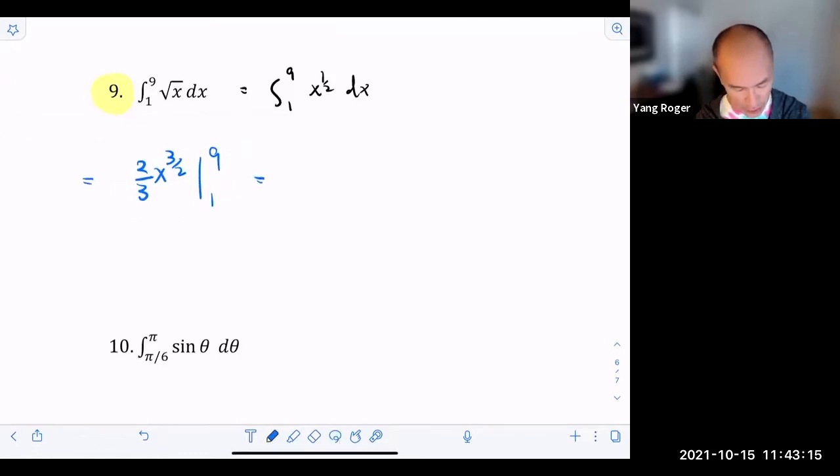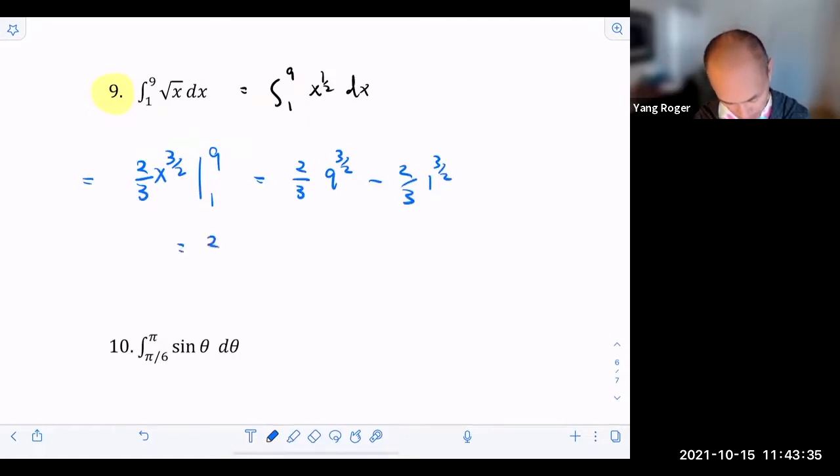So I think the best way to evaluate this is you could do 2/3, and then you could have 9 to the 3/2 minus 2/3, 1 to the 3/2. And I think the best way to split this up is you could do it as 9 to the 1/2 and then cube it next. The second term is just going to be 2/3, right? Because 1 to any power is 1. So the square root of 9 is 3. And 3 cubed is 27.